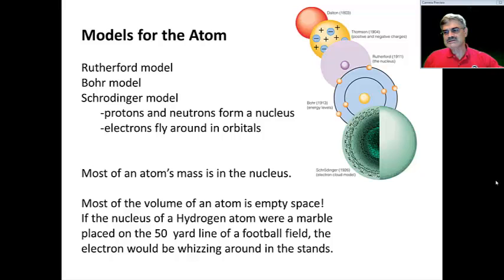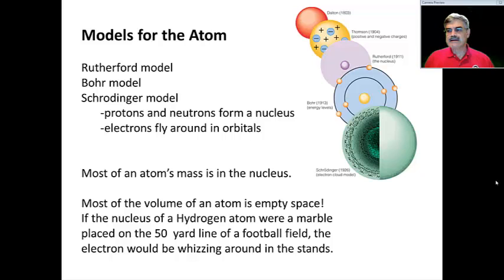So we had this progression of models of the atom over the years. At the present time, our understanding is that protons and neutrons form the nucleus, the hard core center of an atom, and that electrons fly around in orbits, sort of in an electron cloud type of orbits. Most of the mass of an atom is in the nucleus. Remember, the protons and the neutrons weigh much more than electrons, electrons being only 1/2000th of the mass of protons. So most of the mass of an atom is in that hard core nucleus.